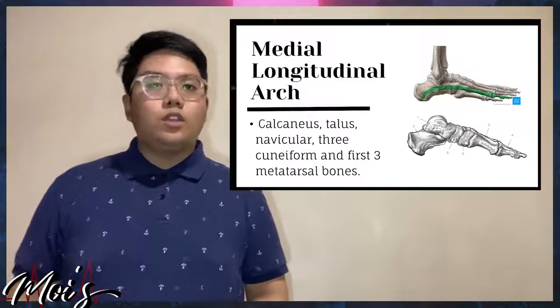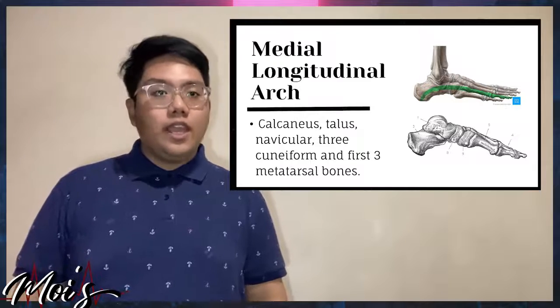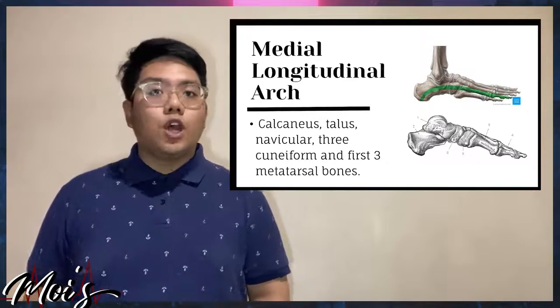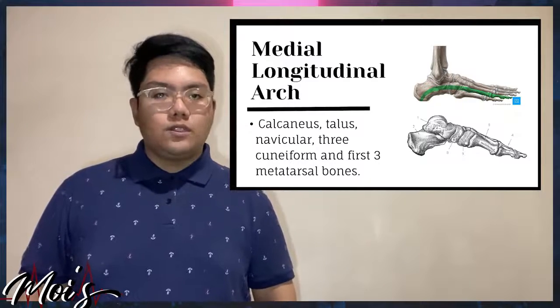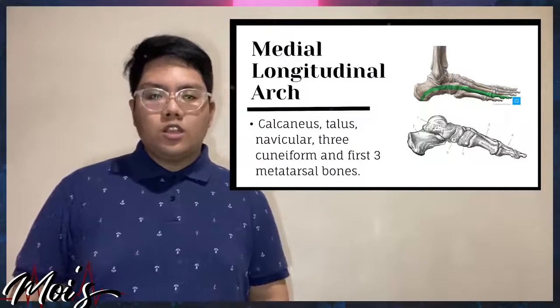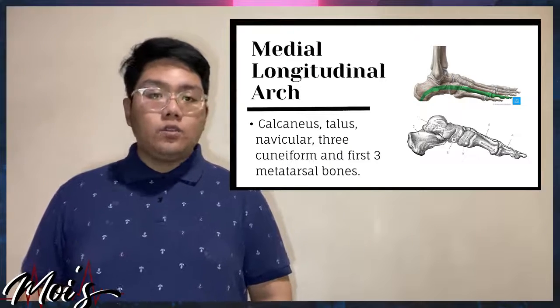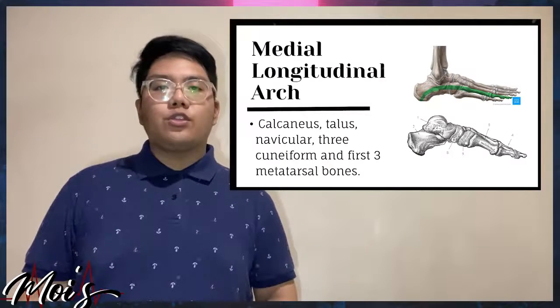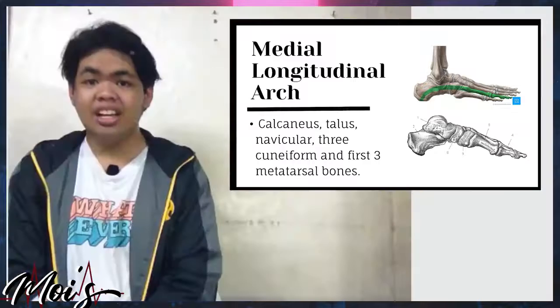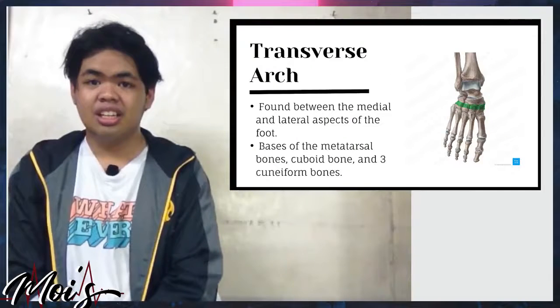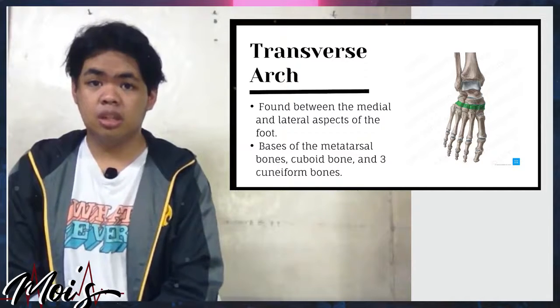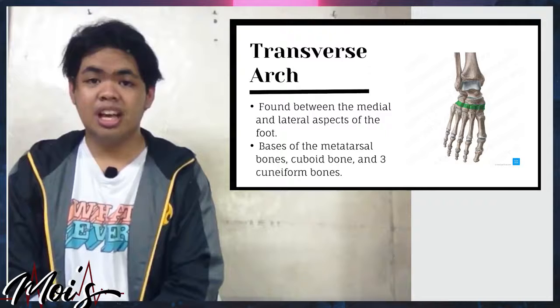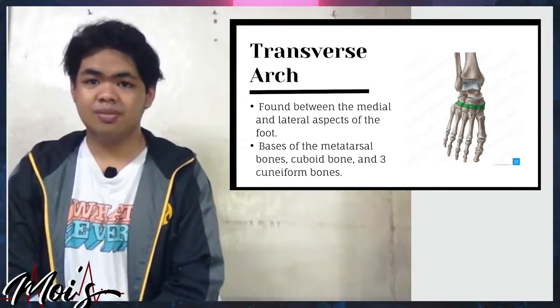The medial longitudinal arch consists of the calcaneus, the talus, the navicular, the three cuneiforms, and the first three metatarsal bones, while the lateral longitudinal arch consists of the calcaneus, the cuboid, and the fourth to fifth metatarsal bones. Another arch is the transverse arch. It is found at the medial and lateral aspects of the foot. It is formed by the bases of the metatarsal bones, the cuboid bone, and your three cuneiform bones.